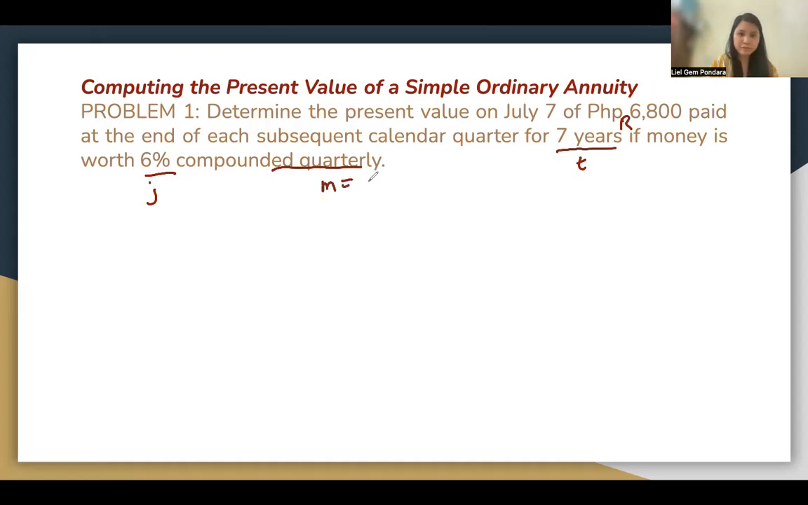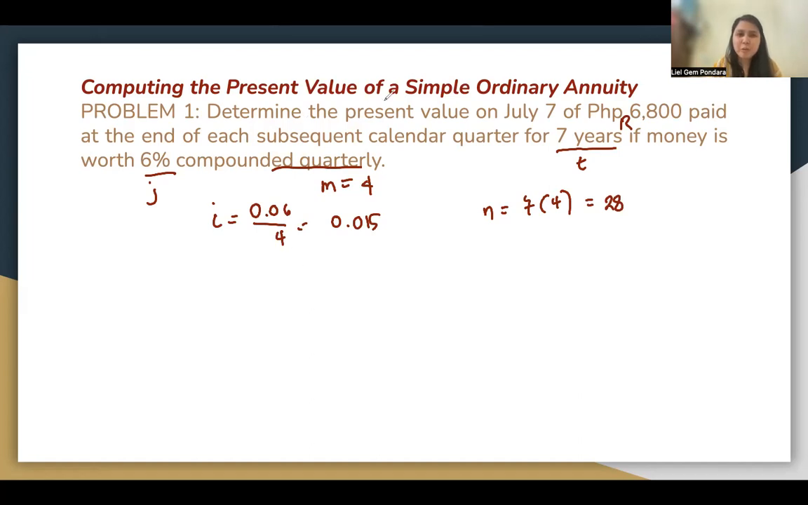4. Very good. Now we ask, what will be our periodic interest rate? 0.015. Yes, 0.06 divided by 4. So 0.015. Very good. Next, what is our N? How many payments are there? 28. 7 years times 4 times in a year. So 28 payments. That's our N.